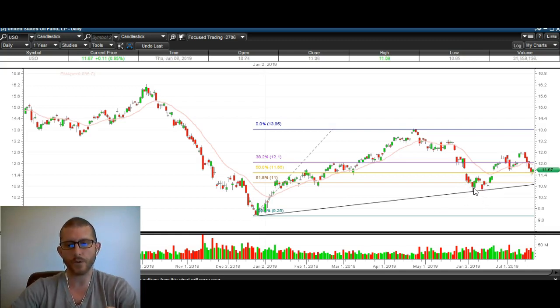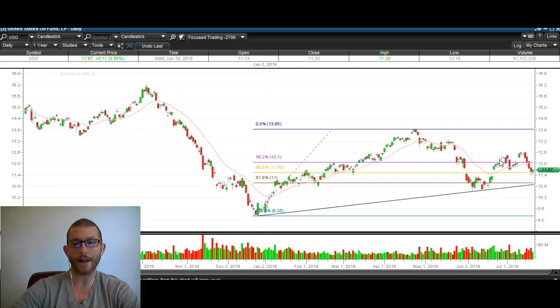The other reason too is we had a couple of closes over the previous day's high in a row, and then you see again right here this gap up, and we called for a bounce all this time. So congrats if you followed along and made some money on that.